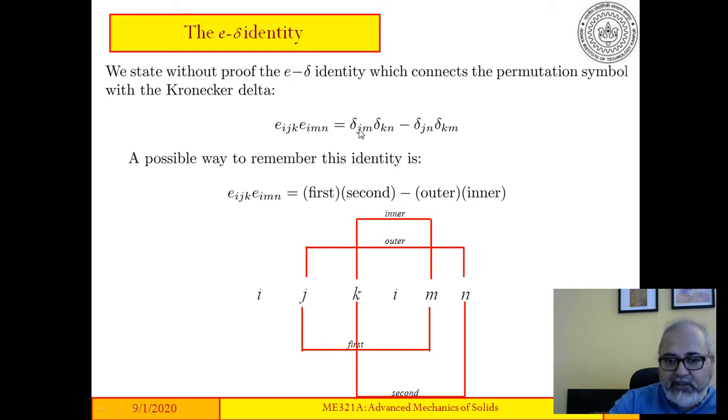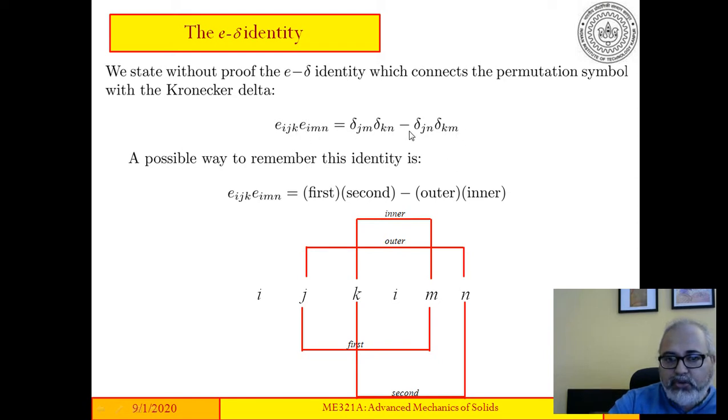So first are j and m in the two groups. The first is j and the first is m, into second is k into n. The second are k and n. And then outer times inner. So outer is J and N, these are outer, and inner ones are K and M.